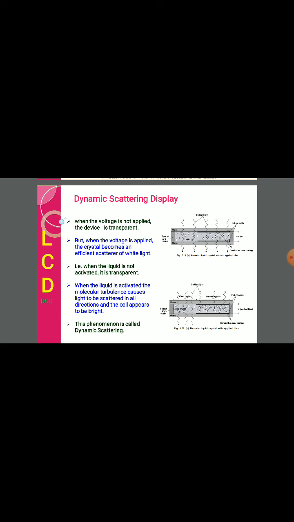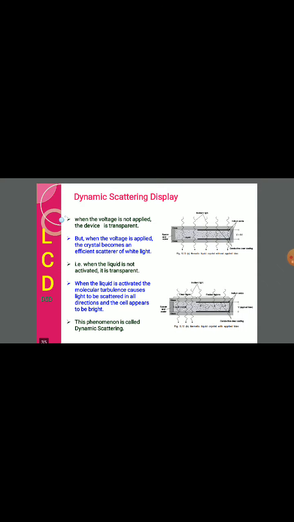When the voltage is not applied, the device is transparent. But when the voltage is applied, what happens? The crystal becomes an efficient scatterer of white light. When light is incident on those crystals, they scatter it. When the liquid is not activated, it is transparent. When the liquid is activated, the molecular turbulence causes light to be scattered in all directions and the cell appears to be bright. This phenomenon is called dynamic scattering.